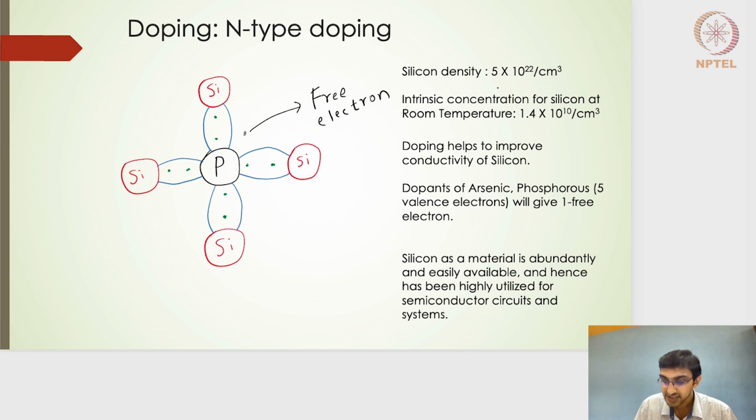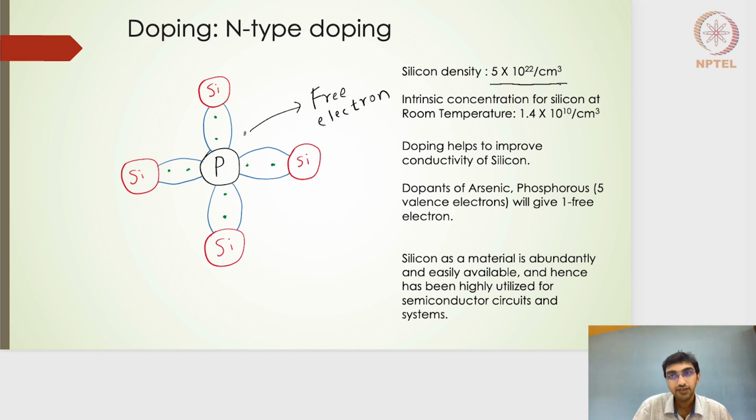The silicon density is somewhere around 10 raised to 22, so I've stated here 5 into 10 raised to 22 per centimeter cube. What it really means is that if I take a block of 1 centimeter cube, I will get roughly around 10 raised to 22 atoms of silicon.